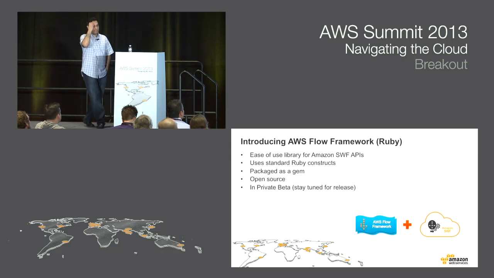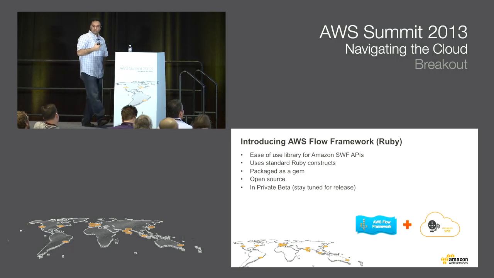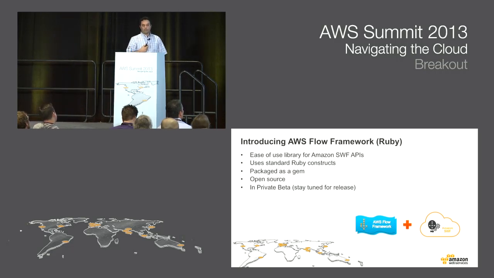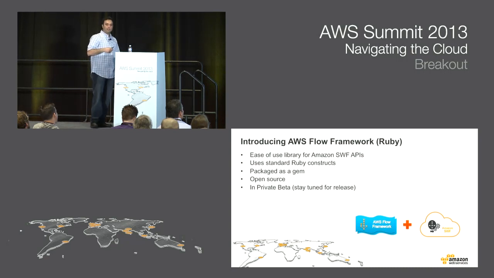But first, let's talk about the AWS Flow Framework. The code that you just saw was implemented using the AWS Flow Framework. When we initially launched Simple Workflow, we introduced the AWS Flow Framework in Java. And today, we are announcing a similar capability for our Ruby customers.